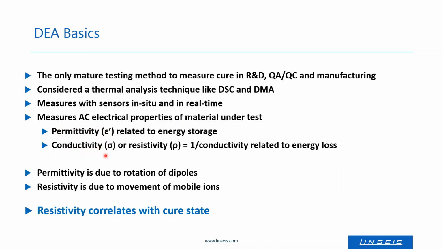And the permittivity is due to the rotation of dipoles in the sample. So functional groups, for example, are dipoles and they move in the electrical field which you apply. The conductivity, on the other hand, is due to the movement of mobile ions. And that is what we want to measure at the end of the day, because with the conductivity, we see the stage of the curing process.